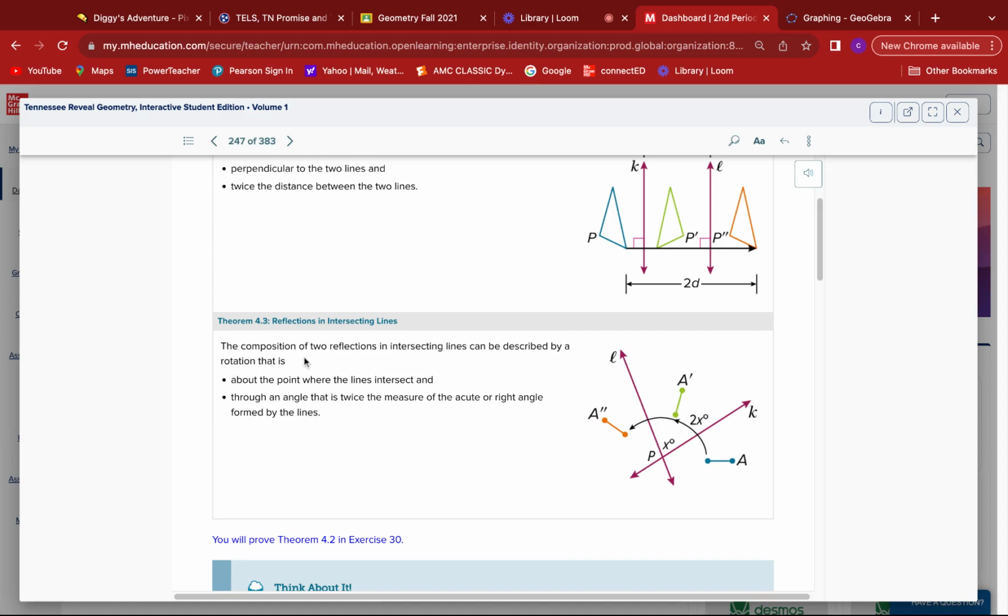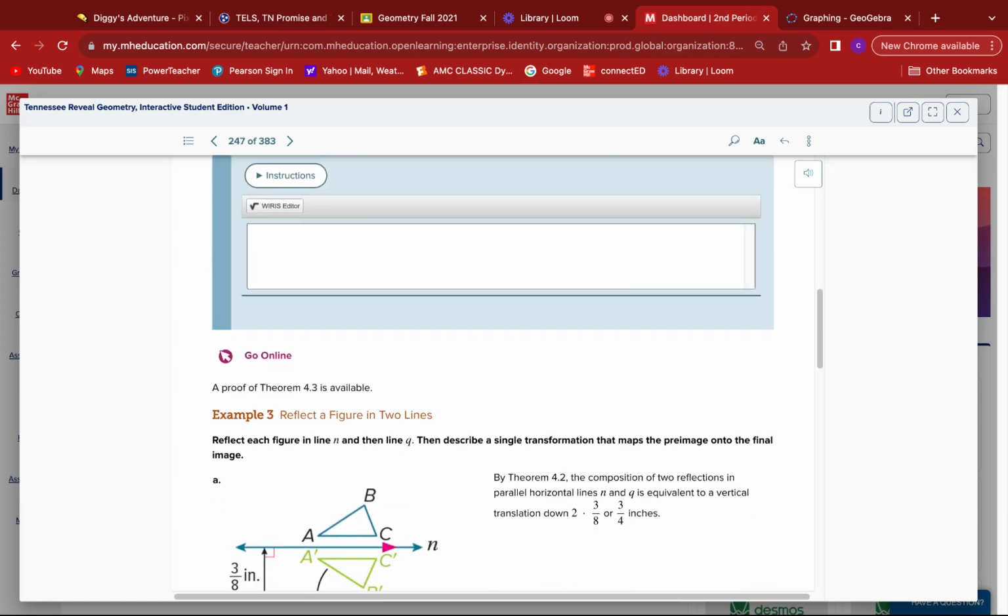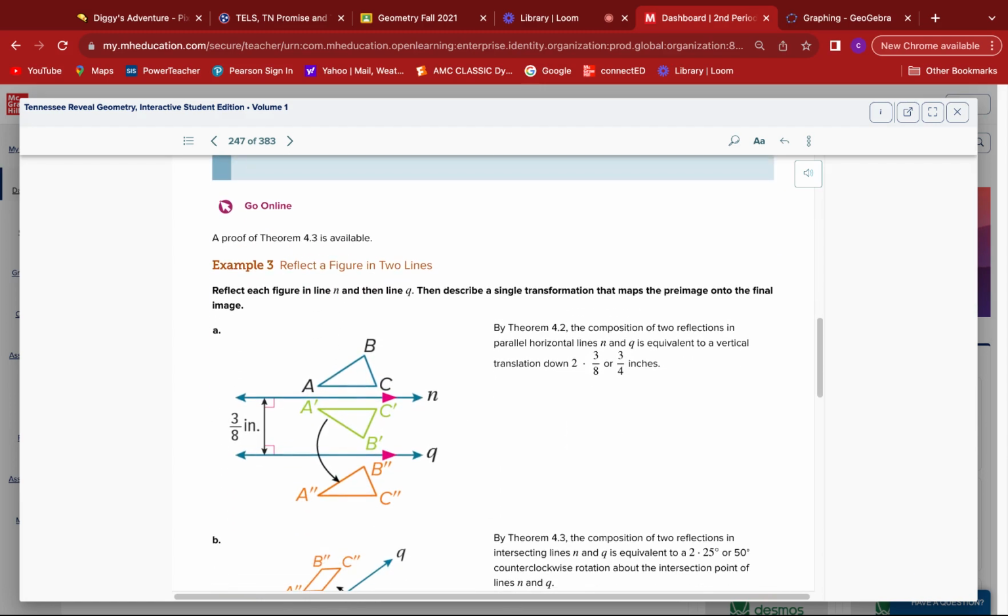Then we got the next one, reflections in intersecting lines. It says the composition of two reflections in intersecting lines can be described by a rotation. Well, that makes sense. If I'm taking the figure and I'm reflecting and then reflecting again, I'm just doing a double, which is a rotation. So two reflections across intersecting lines make a rotation, you guys. All right. Example number 3.